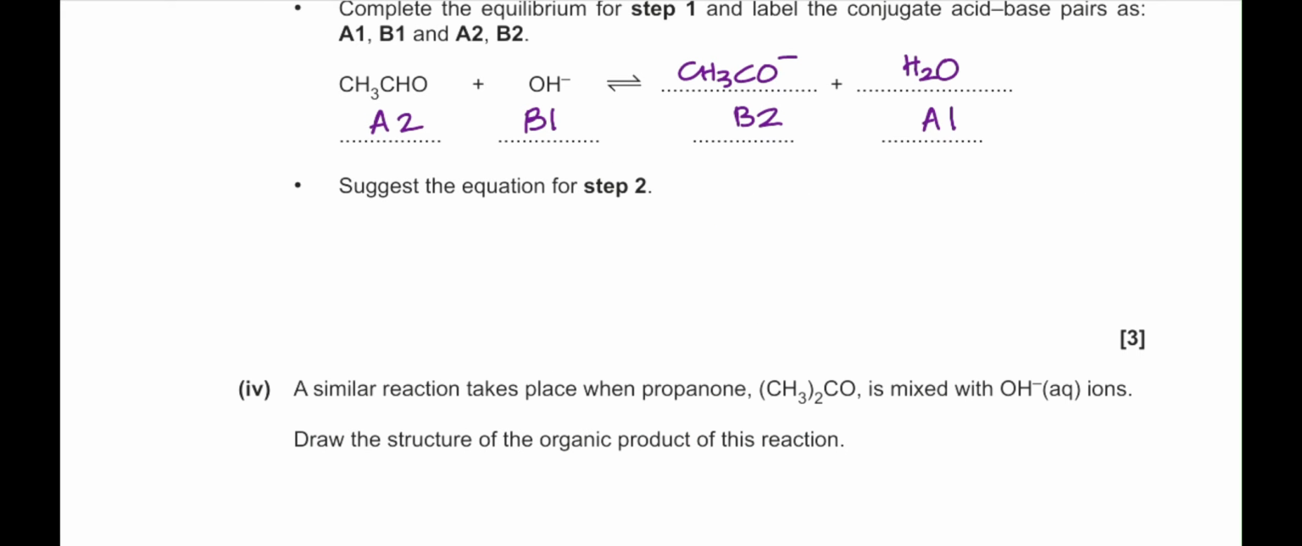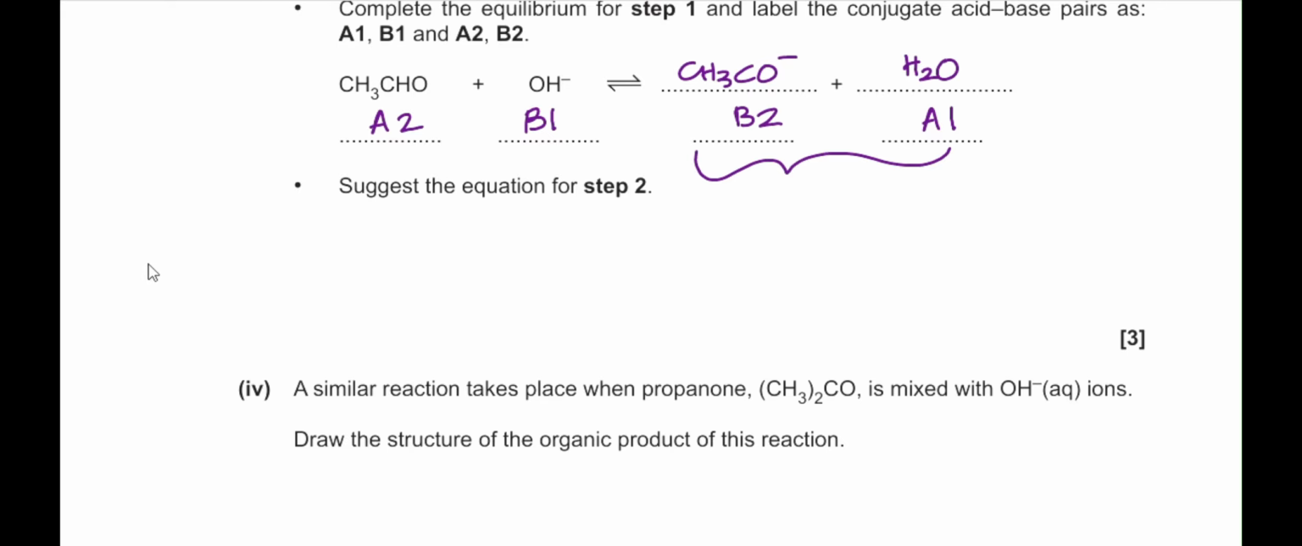Suggest the equation for step 2. We already know that it is an addition reaction and 2 molecules of ethanol react together in presence of OH minus, which is acting as a catalyst to form the compound A. Therefore, after the reaction, this OH minus should be reformed. Hence, whatever is formed here as an intermediate, these 2 together should react with one more molecule of CH3CHO to form the compound A and OH.